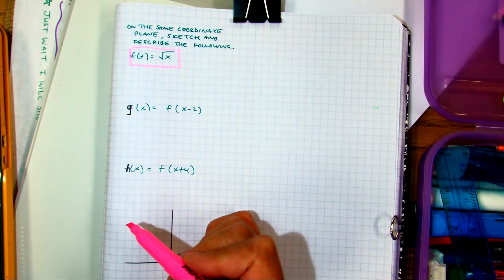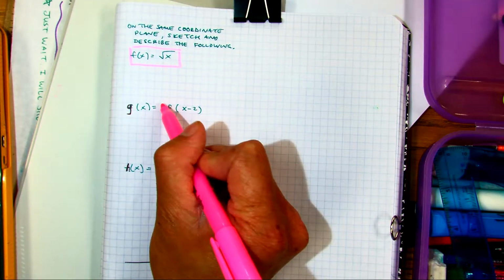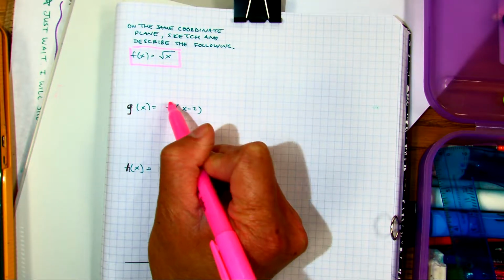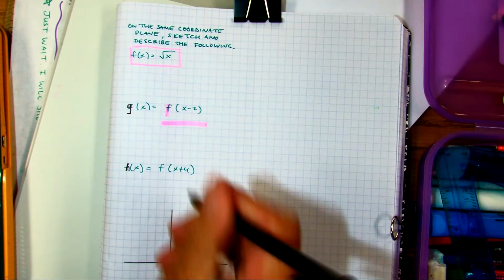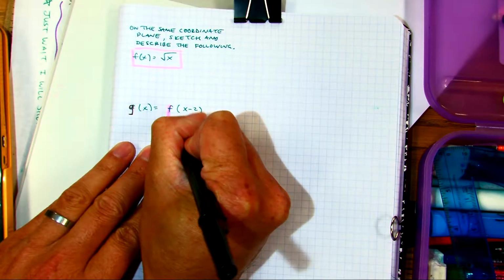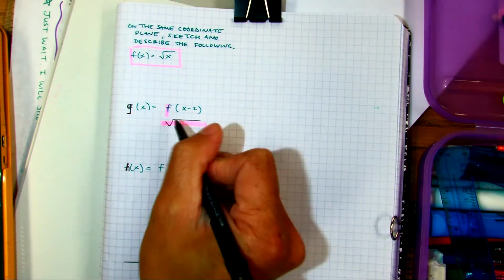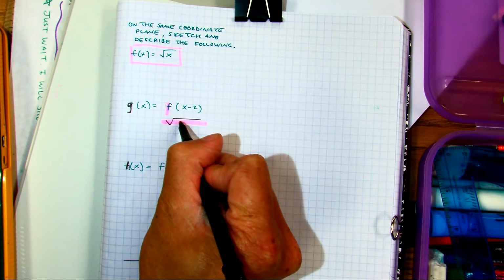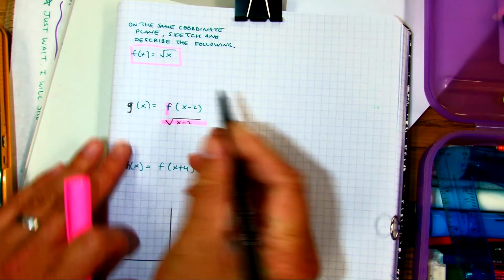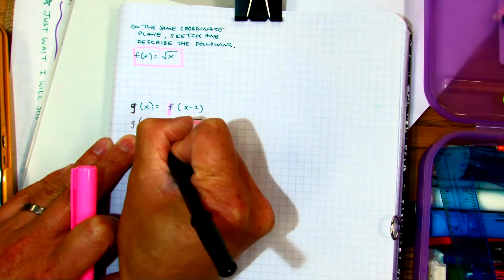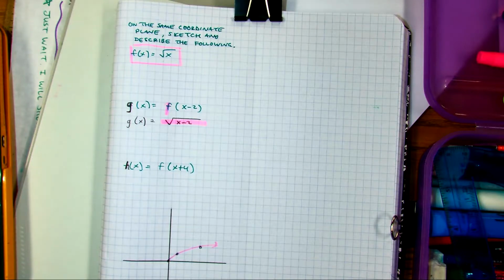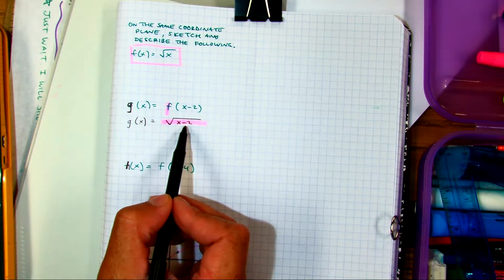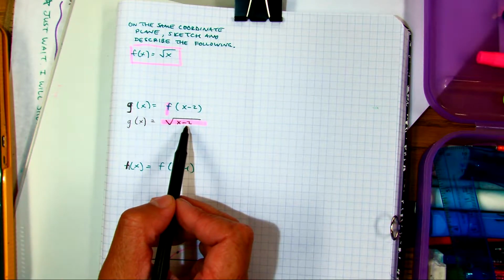In pink, g of x equals f of x minus 2. Now, we know that the parent function is the function f, so that's the square root of x. But it's saying, instead of putting x here, we're going to put in x minus 2. So essentially, g of x is equal to the square root of x minus 2. Question: where is this negative 2? Inside or outside? Inside. Is this the A, H, or K?